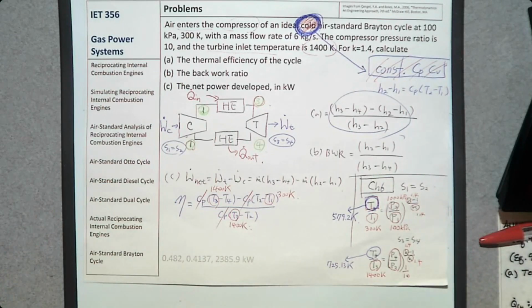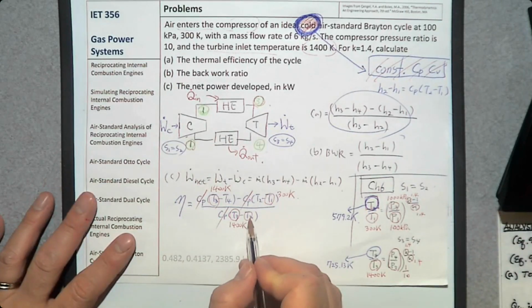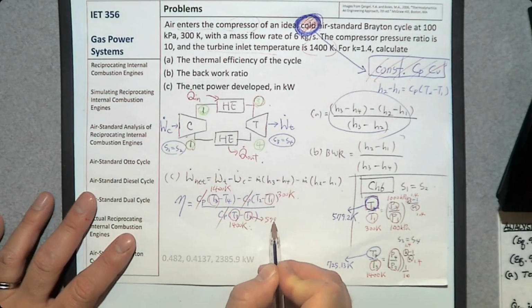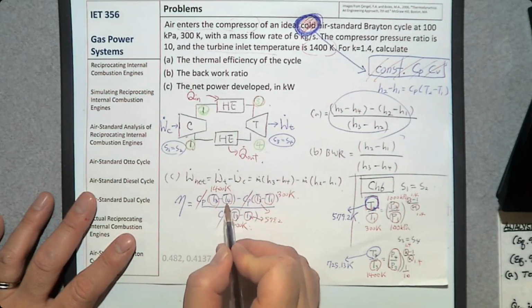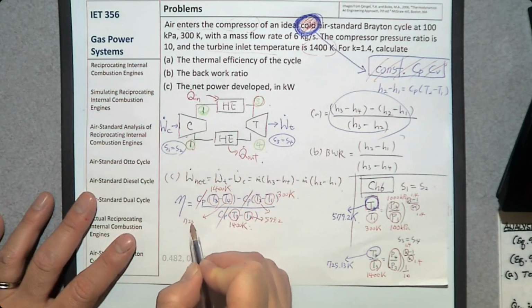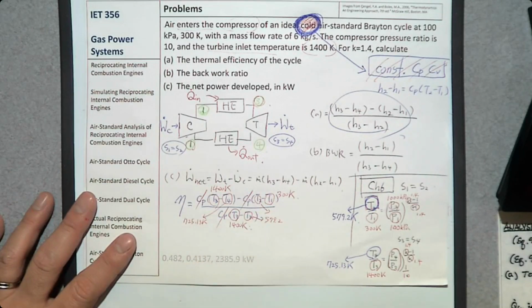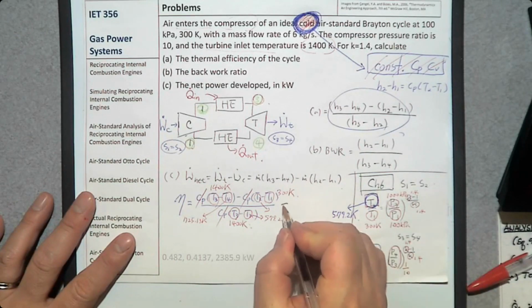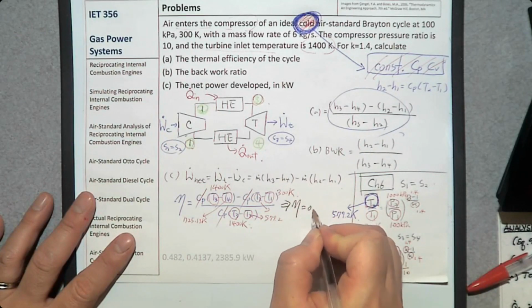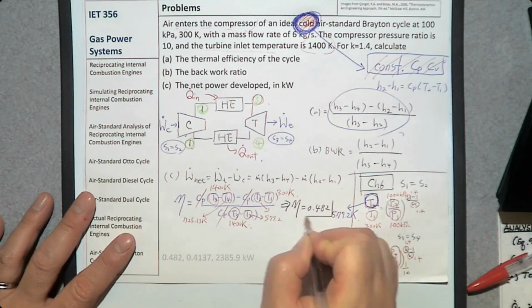Then T2 is what? 579.2. What about T4? 725.13 Kelvin. Can you determine the thermal efficiency? Yes. The thermal efficiency is 0.482.